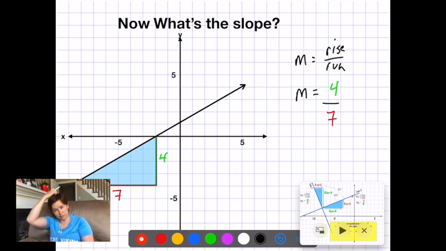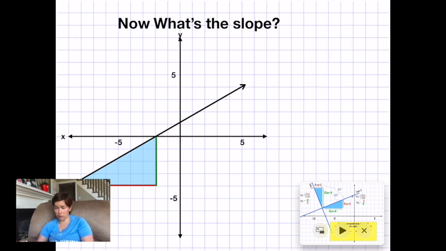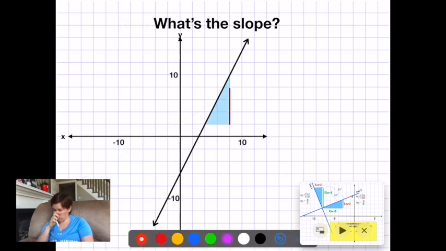rise over run. Okay? So if we call this slope 2, and we look at slope 1, again, slope 1 was -7 over +4. So what's happened is the numerator and denominator flipped. The 4 and the 7 switch spots, and then the signs are different. It's positive here, it's negative here. So one's positive, one's negative, and they flip. Okay, let's try another one.